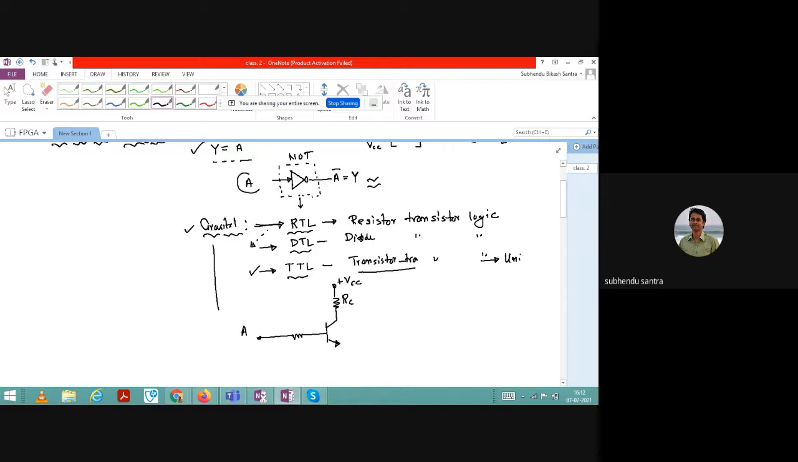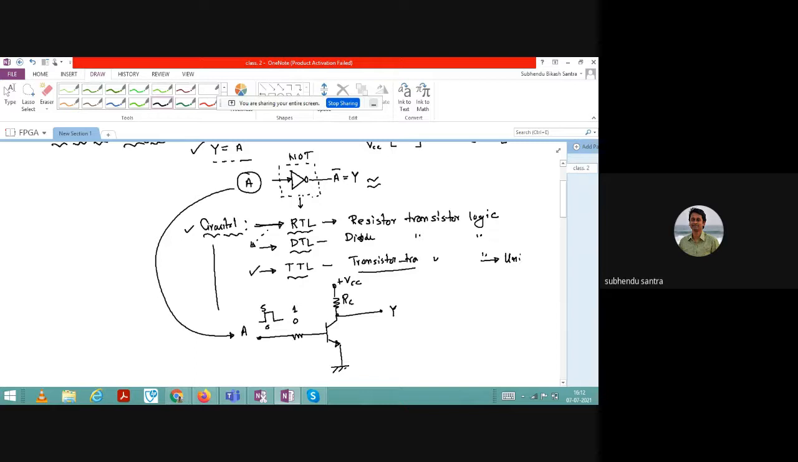So this signal you are giving here is A, and that signal is basically 0 to 5 volt. So this is 0 and this is 5 volt. 0 means low and 5 volt means high. 0 corresponds to 0 and 5 corresponds to 1. Now you analyze the circuit here and your output will be coming from this.